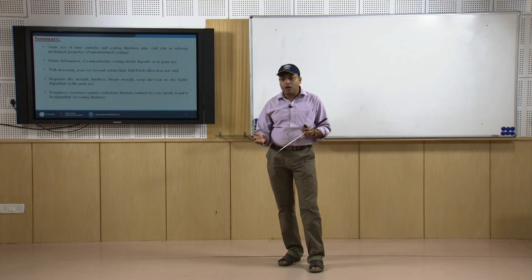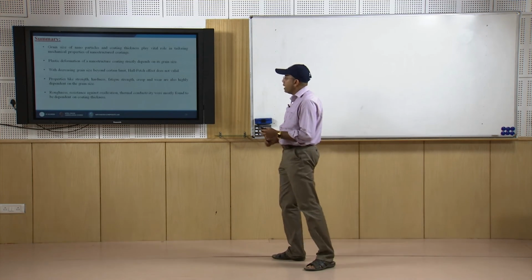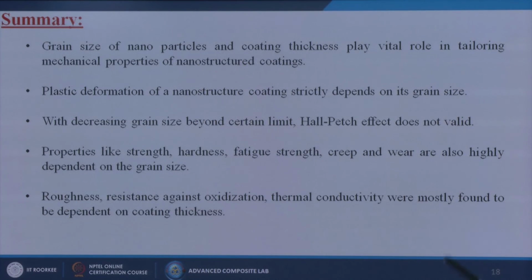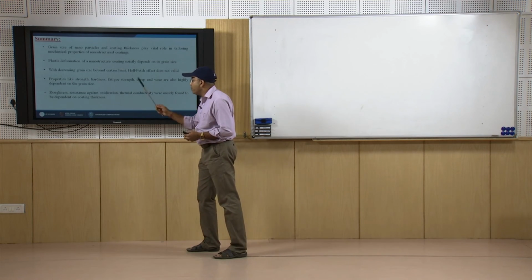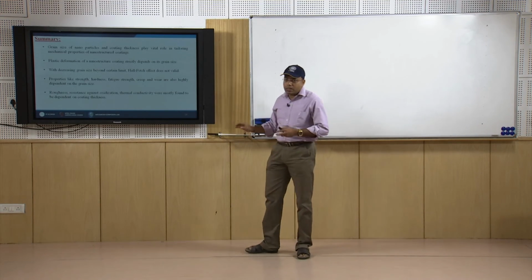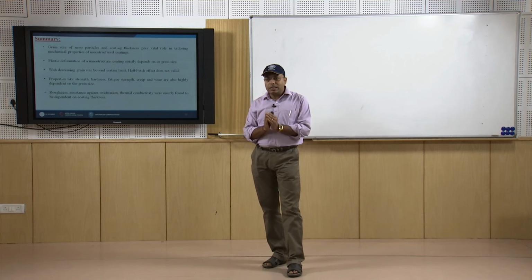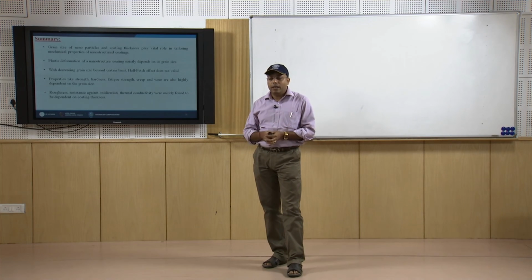Then we are coming to our last slides, which will give a glimpse of this lecture which we are now discussing. So, grain size of nanoparticles and coating thickness play a vital role in tailoring mechanical properties of nanostructured coatings. Plastic deformation of nanostructured coating strictly depends on its grain size. With decreasing grain size beyond a certain limit, the Hall-Petch effect is not valid. Properties like strength, hardness, fatigue strength, creep and wear are also highly dependent on the grain size. Roughness, resistance against oxidization, thermal conductivity were mostly found to be dependent on coating thickness. So, these are all the points we have extensively discussed in this particular lecture.